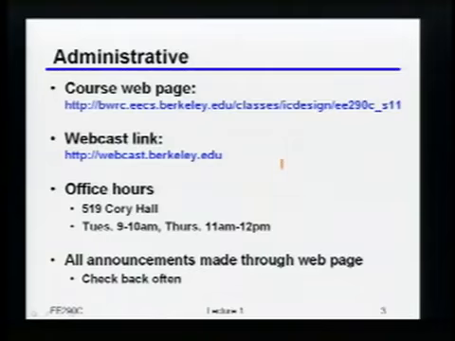And obviously, if you have questions or things like that you want to meet, just send me a note. I'm happy to get together. There's no, let's say, GSI or reader right now for the class. There definitely won't be a GSI. I may manage to twist somebody's arm to be a reader.